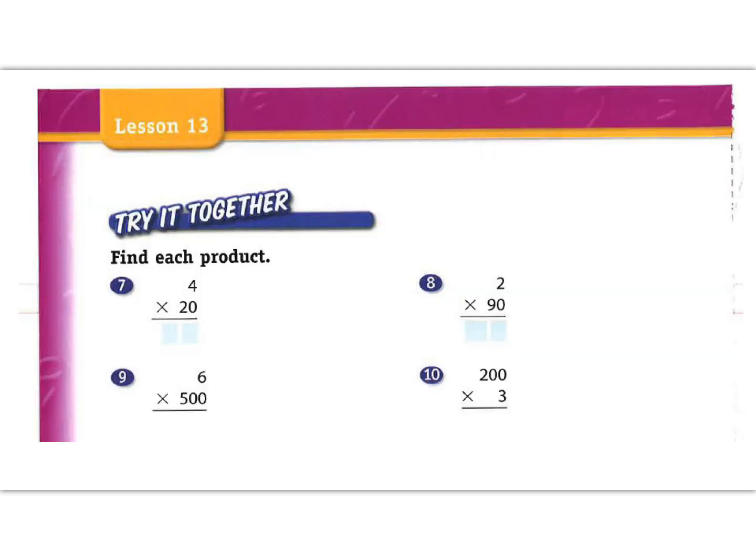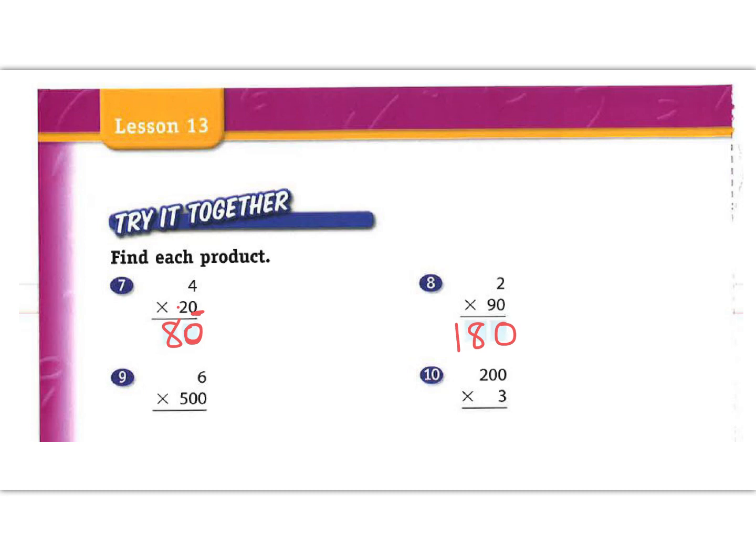So let's find each product. 4 times 20. We're going to put a zero there because we have 1 zero in the problem. And then 2 times 4 is 8, so we get 80. Number 8, 2 times 90, we have 1 zero. And then we do 9 times 2 is 18, so we put it right there and we get 180.